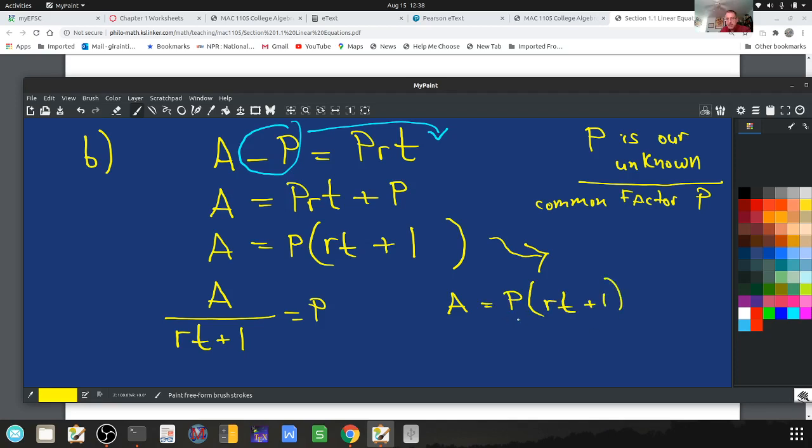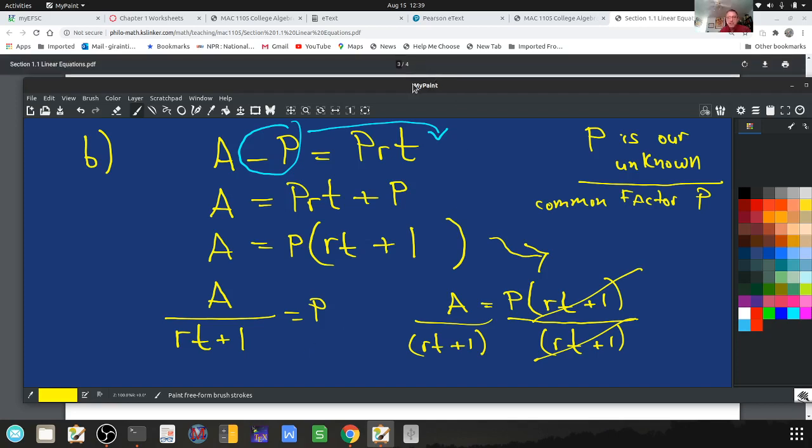So what I just did is I divided both sides by RT plus 1, and we're assuming RT plus 1 is not 0. And RT plus 1 divided by RT plus 1 cancels. So that leaves me P is equal to A divided by RT plus 1. And the only thing I did here is I removed the parentheses. They're not needed. You can keep them there if you want. Okay.